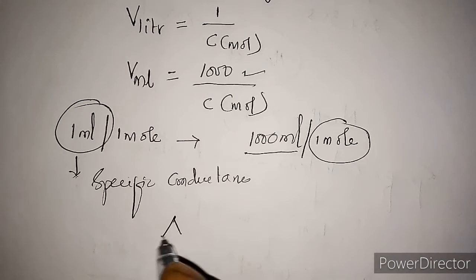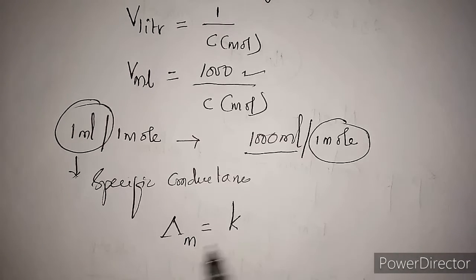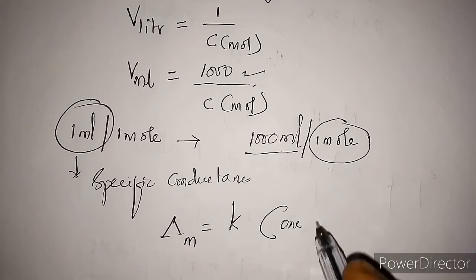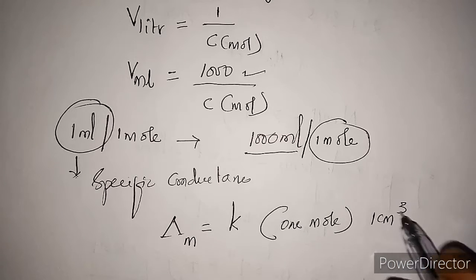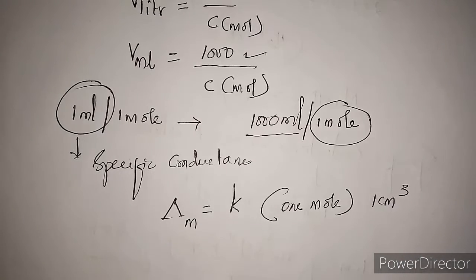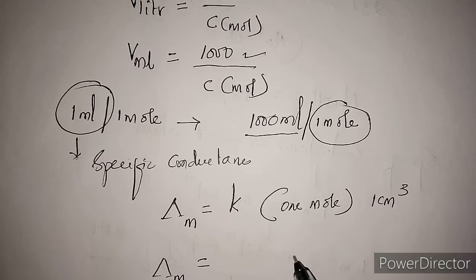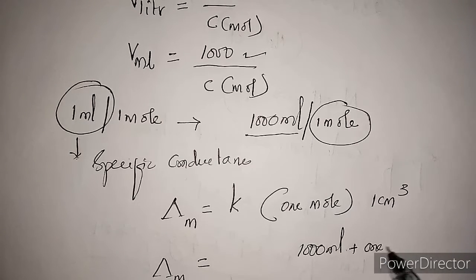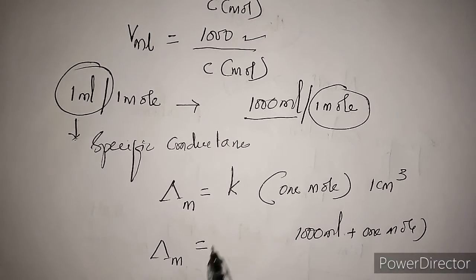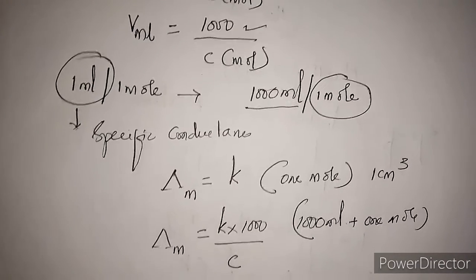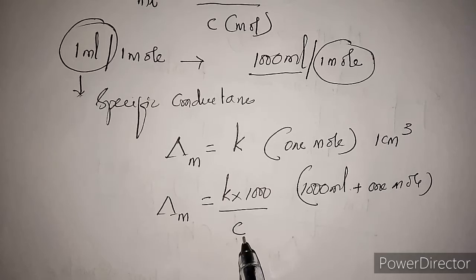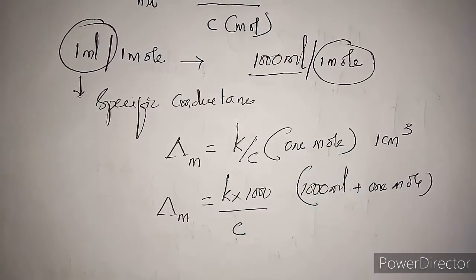So now the molar conductance will be lambda m. This is K. If 1 mole of the substance is present in 1 cm cube of the solution, and if lambda m is for 1 mole present in 1000 ml of the solution, then it will be kappa into 1000 divided by C, where C is the concentration. Here it is just K by C.